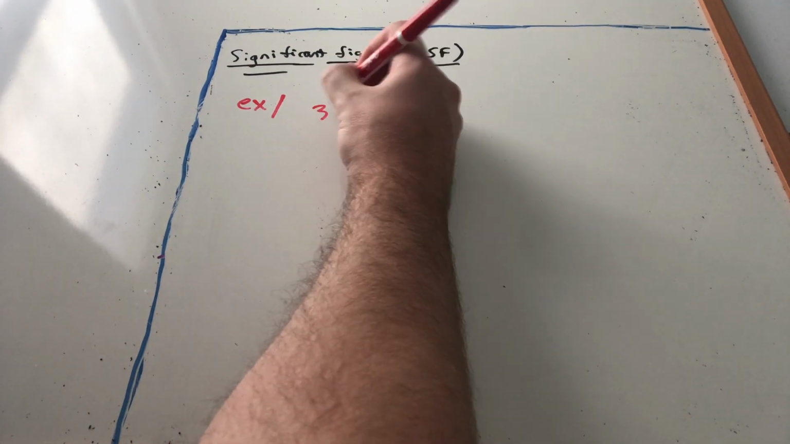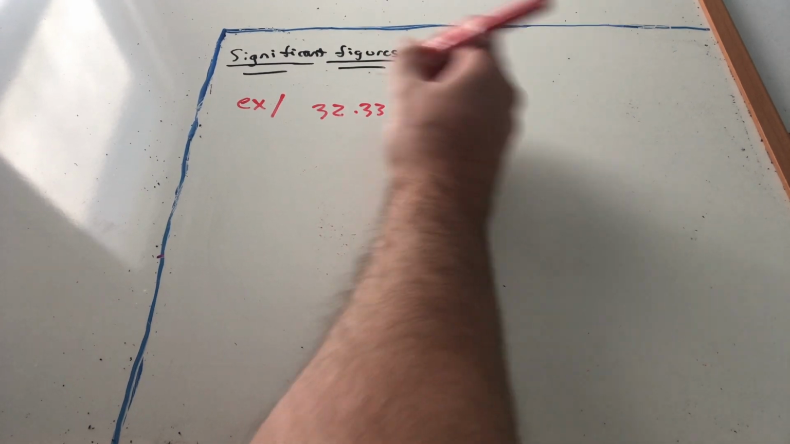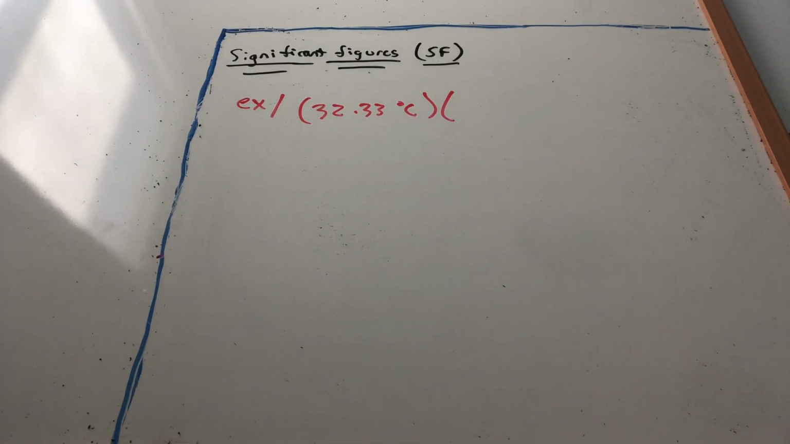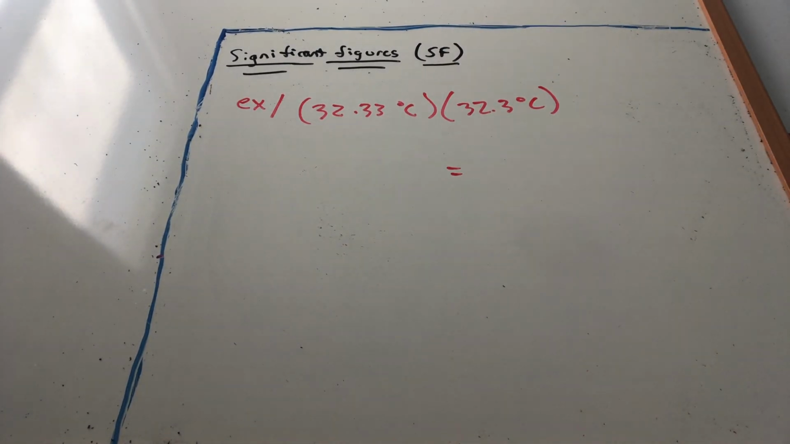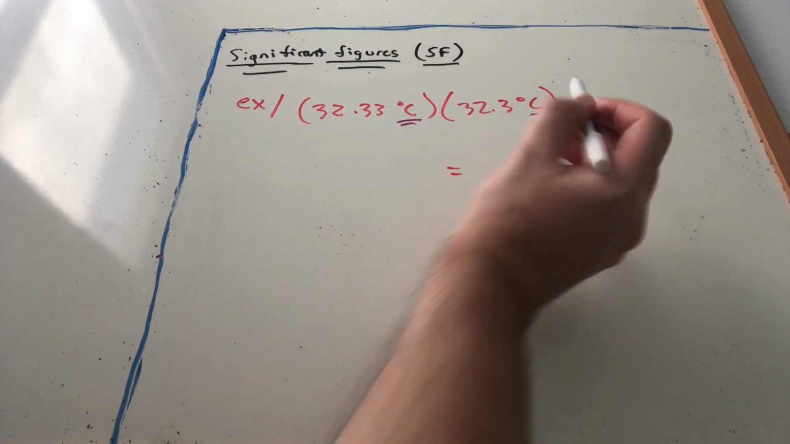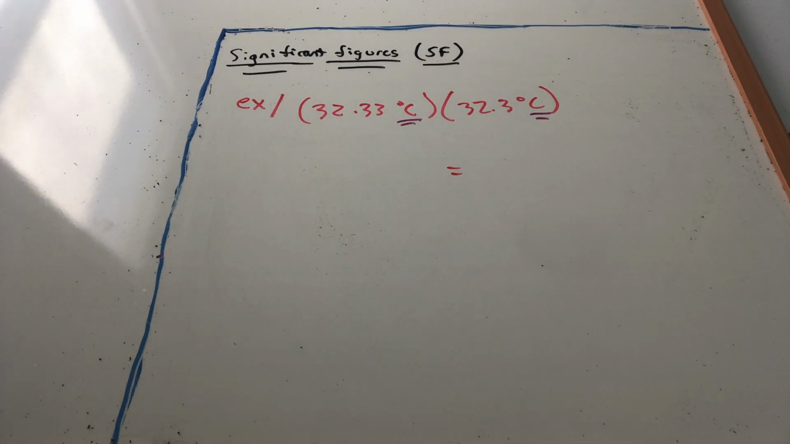All right. So let's take 32.33 degrees Celsius. And now let's multiply it by 32.3 degrees Celsius. Right, so this is a multiplication problem. These units you'll see are very vital to our understanding of how things work. These units here come along for the ride as a variable. I'm going to plug this into my calculator, but the calculator is going to spit out a number, and I'm going to have to know myself what the correct significant figures are and what the correct units are. So I have to be smarter than my calculator here as well.